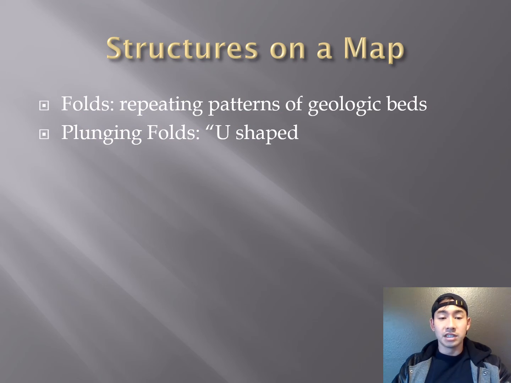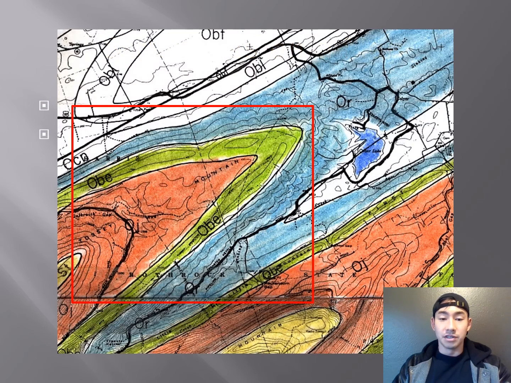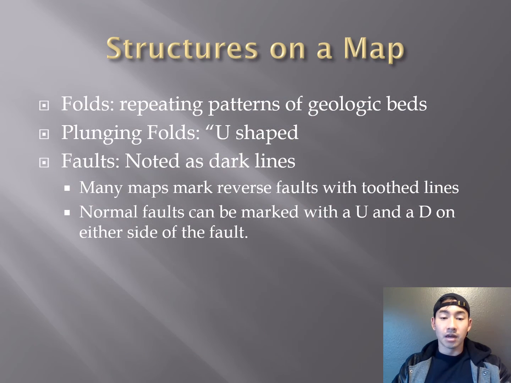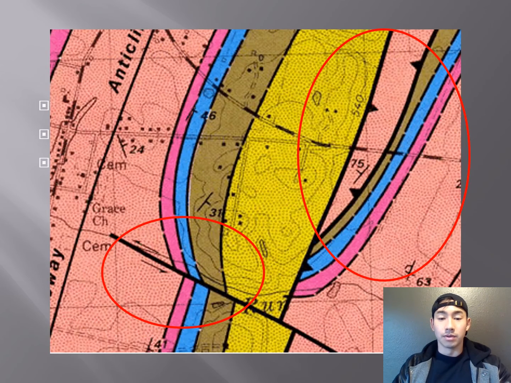We would see plunging folds, so it would create this type of U shape. So depending on if it's an anticline or syncline, we would have the plunging into the page or plunging out of the page. We would have faults that are denoted by dark lines, and the fault symbols, which is this tooth patterned line. Also, our faults can be labeled with a U and D to represent the up or down motion of the hanging wall or footwall as well.